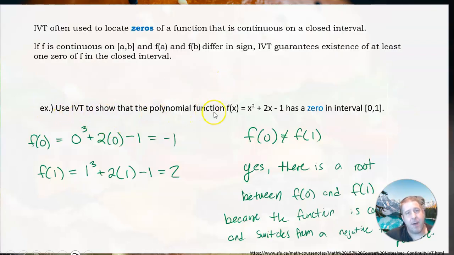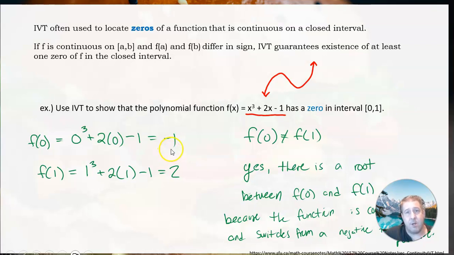Use IVT to show that a polynomial function, once again, the key here is it's a polynomial function. It's a cubic function to be exact. All cubic functions are continuous. Cubic functions, if you don't remember, look something like this. They're always continuous. Now, it might not look exactly like this. I do know it's going to increase the entire time because the leading coefficient is a positive number. First thing I would do is find what is f of 0 and f of 1. Since I already know it's a continuous function, the next thing I want to do is make sure these two aren't the same thing, which they're not.